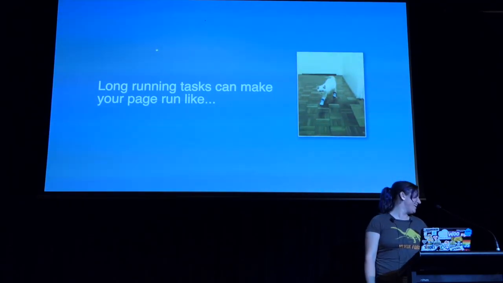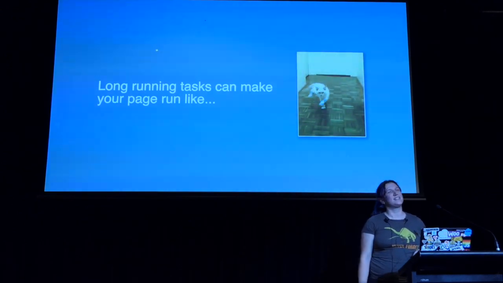So if you do have long-running tasks, there's a couple of things that you can do to make them run nicely. First thing is that you can break it up into multiple tasks. You can create a new task using set timeout. So if you have something that's going to take a long time, you can do just a bit of it, and then call set timeout to create a new task to do the rest of it. The other option is that you can use web workers, because that's pretty much what they're for.